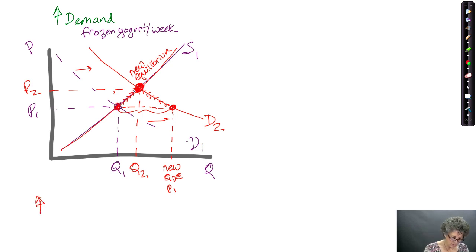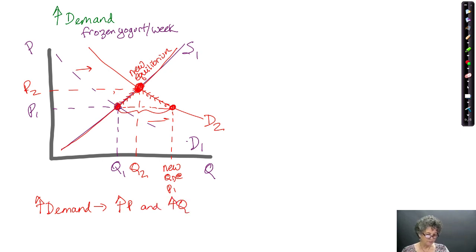So when there's an increase in demand, when the entire demand curve shifts to the right, we wind up with an increase in price and an increase in quantity in the equilibrium.